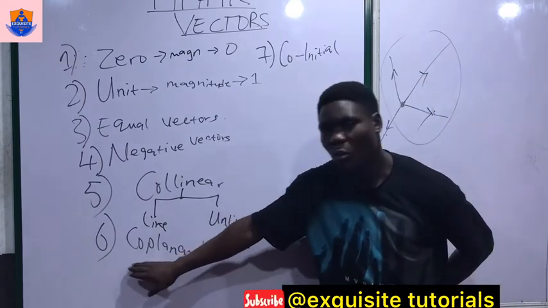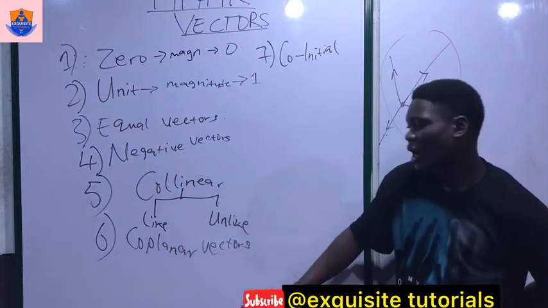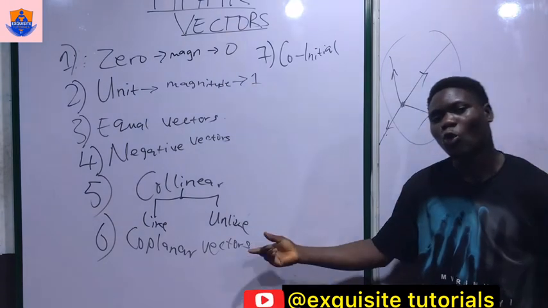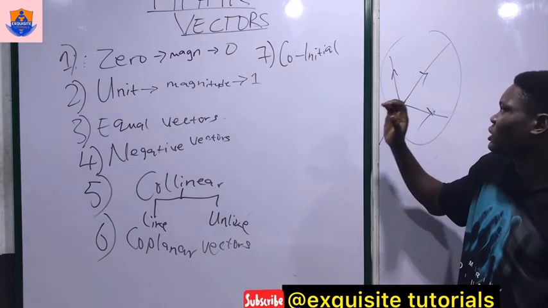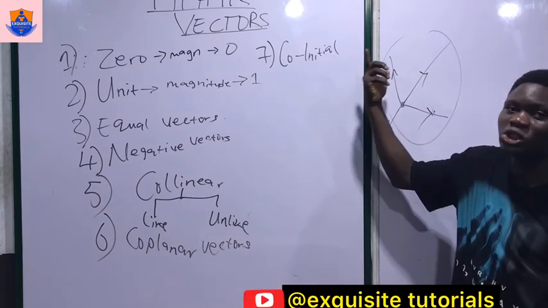Now, if three or more vectors are lying on the same plane, they are called coplanar vectors. And if they are starting from the same origin or the same point, they are called co-initial vectors.